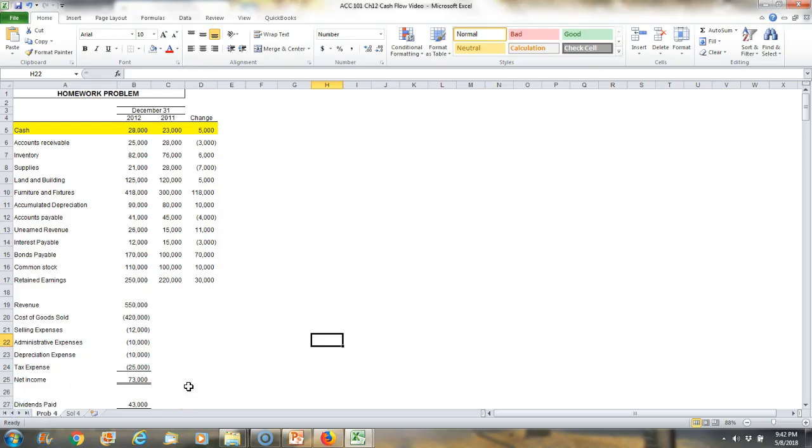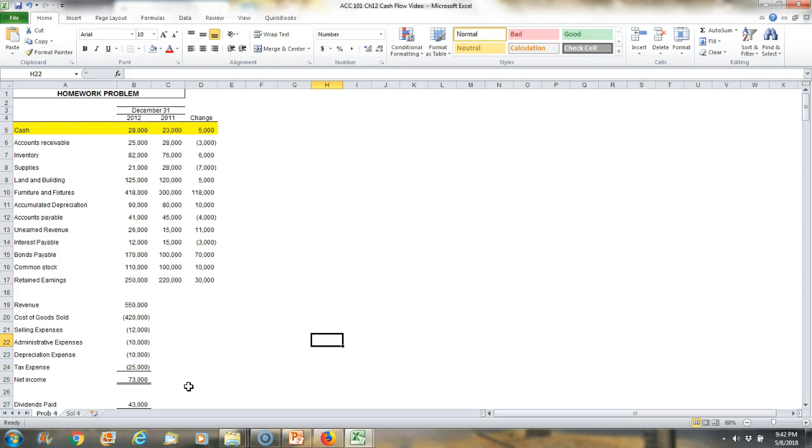So here is a comparative balance sheet. I will post this in course materials so you can print it out and take a look at it and walk through it. It might even be helpful to stop the video at this point, see if you can create the statement of cash flows from this on your own, and then come back and see if you did it correctly.